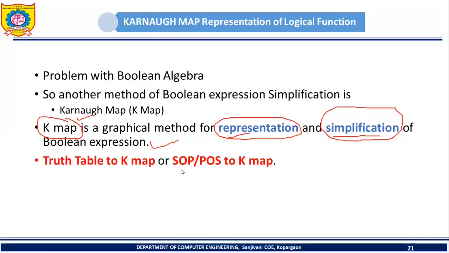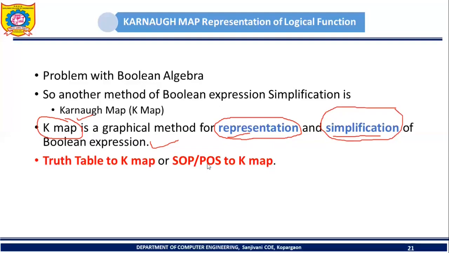That's why we have discussed SOP and POS. When we discussed SOP and POS, I told you why we are discussing SOP and standard SOP. Because finally, we are going to use K-map for simplifying Boolean expressions. But here it is compulsory that the Boolean expression which is to be simplified by using K-map should be either in standard SOP form or standard POS form. So suppose you are given some Boolean function which is not in standard SOP form or not in standard POS form.